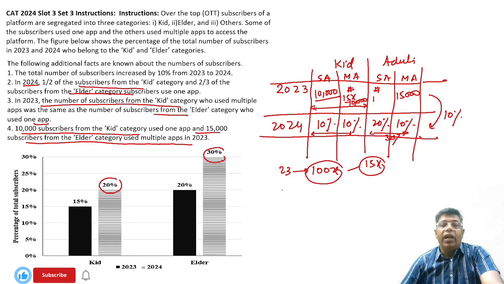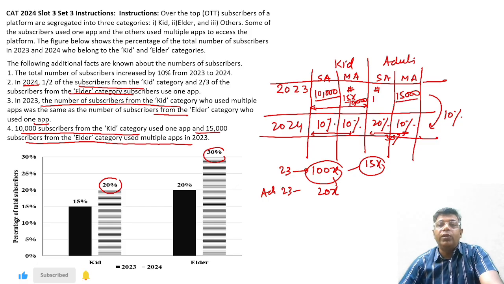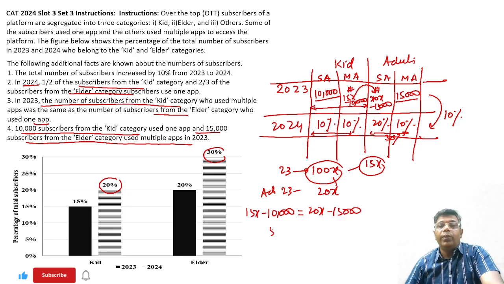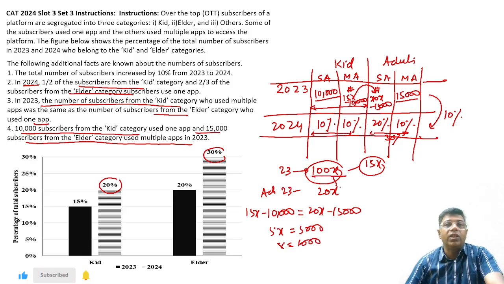And how many adults are there in 23? Adults will become 20x, and out of that 15,000 are using multiple apps. So you can say 20x minus 15,000 will use single app. Now these two values are equal, so we can equate them. 15x minus 10,000 is equal to 20x minus 15,000. That will help us calculate the value of x. So 5x is equal to 5,000. x is 1,000.